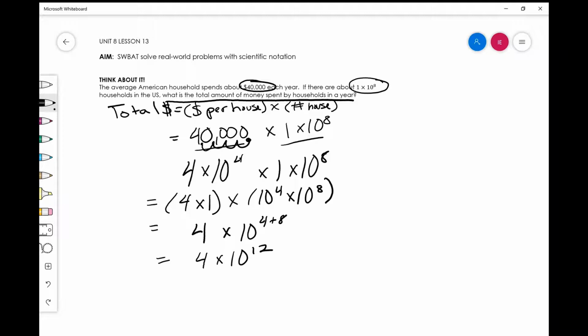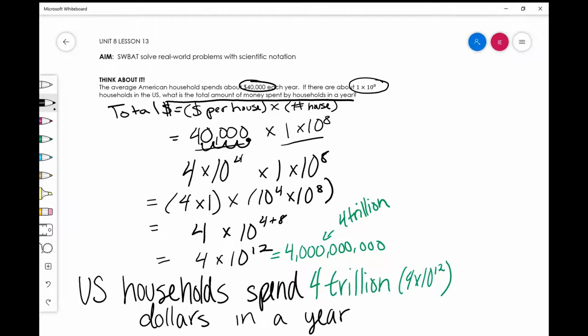This question is asking the total amount of money spent by U.S. households in a year, so 4 times 10 to the 12th doesn't really make sense by itself. Expanding 4 times 10 to the 12th power out, I get 4 with 12 zeros behind it, or 4 trillion. So that's how much money all U.S. households are spending in a year. The answer should be that U.S. households spend 4 trillion, or 4 times 10 to the 12th power, dollars in a year.